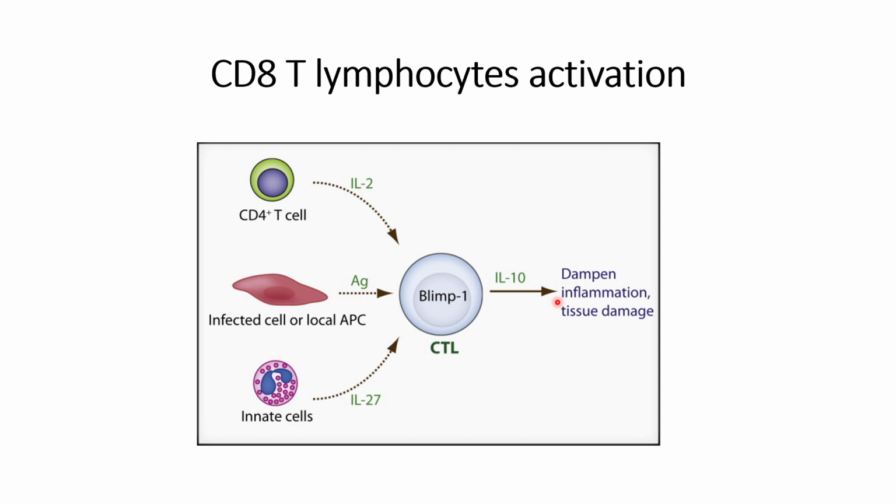The last part is that CTL cells present near the infected tissue get some additional signals, that is interleukin 2 from CD4 plus T cells, IL-27 from innate cells, and the AG signal from infected cells. So it will release the interleukin 10 signal, and the interleukin 10 released from CTL helps dampen inflammation. That is, it helps in controlling the inflammation and tissue damage at the site of infection.